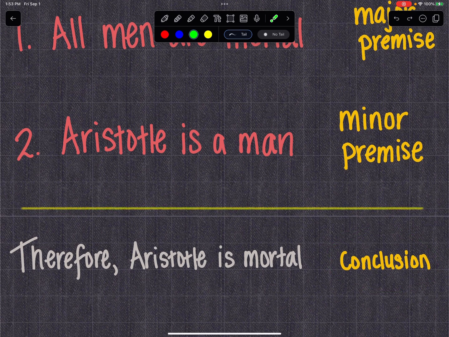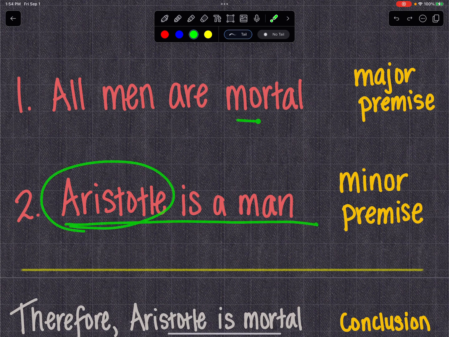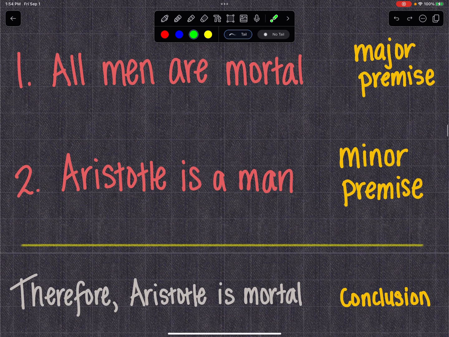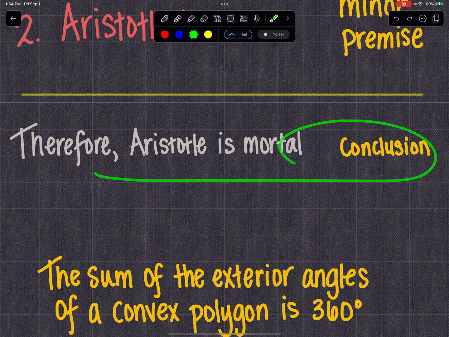Therefore, and you'll notice in the future when I write the word therefore, I just do it with 3 dots like this. That's an abbreviation for the word therefore. Therefore, Aristotle is mortal. So does that make sense? All men are mortal. The minor premise is Aristotle is a man, therefore Aristotle is mortal. Okay, and this is how the Greeks decided, well, this is logical, this makes sense. Then you can conclude that this conclusion is true.